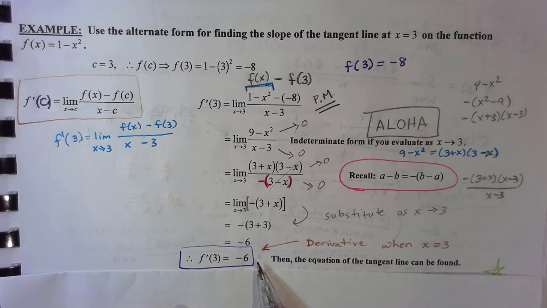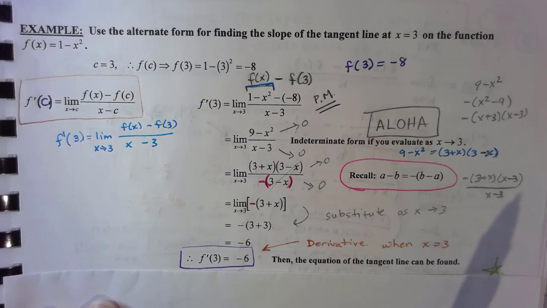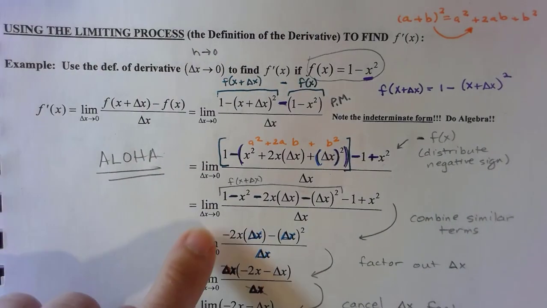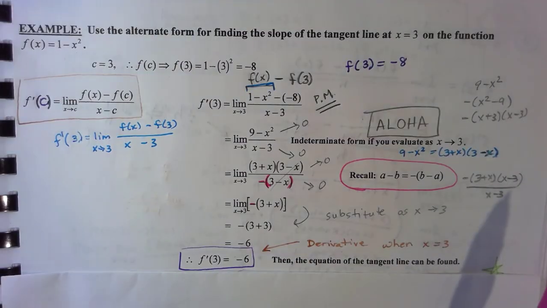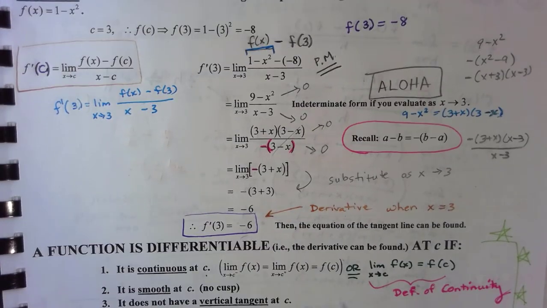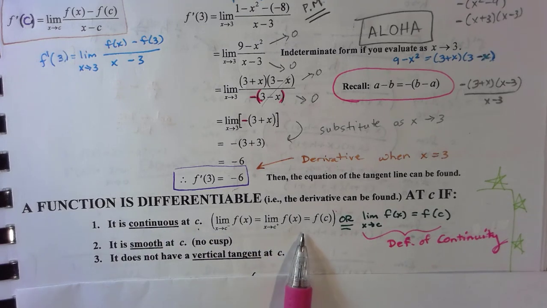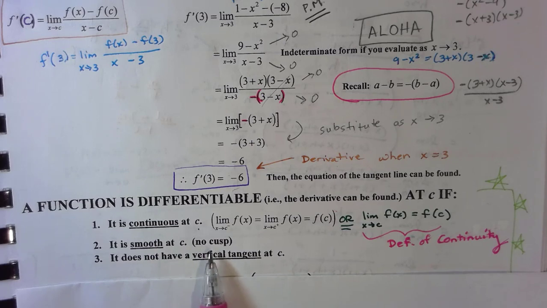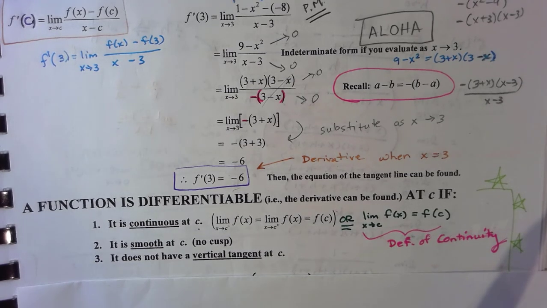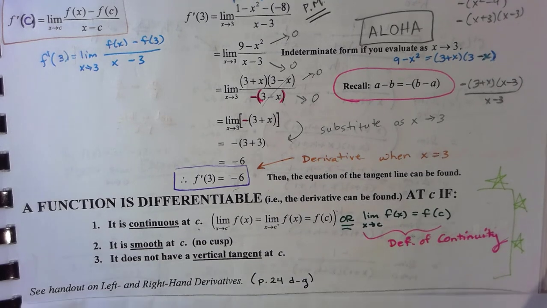Now, what if I wanted the slope at 5? If I use the alternate form, I have to go through this whole process again. So you can see that the definition of the derivative, which is this method, actually gives you something very useful for lots of situations. So a function is differentiable. That means a derivative can be found at some c if it has to be continuous. Okay, so we learned that. If it is smooth, there is no cusp or corner point or sharp point, and it does not have a vertical tangent. Why is that? Because the slope of a vertical line is undefined, which would mean we'd have an undefined slope. Remember that this is your definition of continuity. And we will look at a handout on left and right-hand derivatives in class.